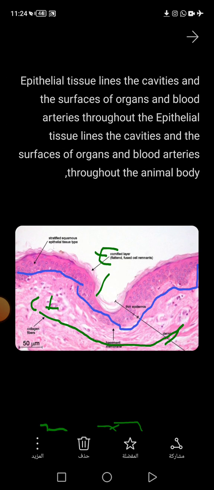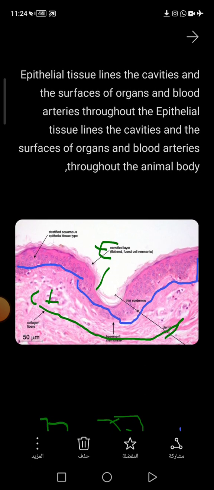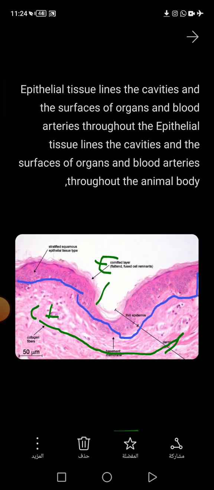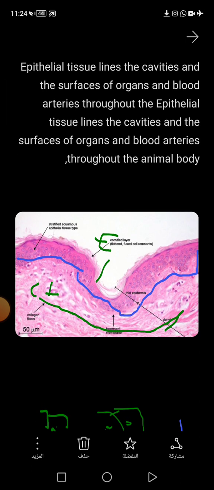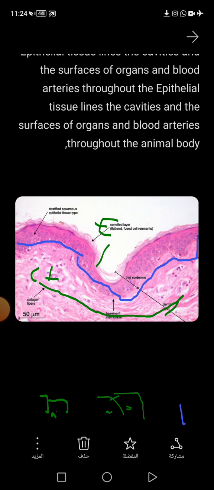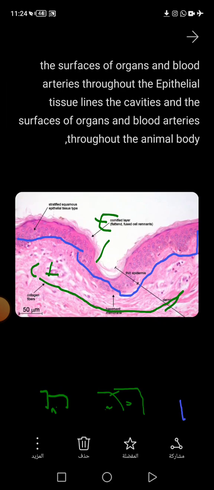Beneath the epithelial tissue is the connective tissue, as I wrote in this picture. As you see, this is an example of a skin slide stained by H and E. Here I wrote E, which means epithelial tissue, and beneath the epithelial tissue we have the connective tissue. I wrote CT. This is the connective tissue.